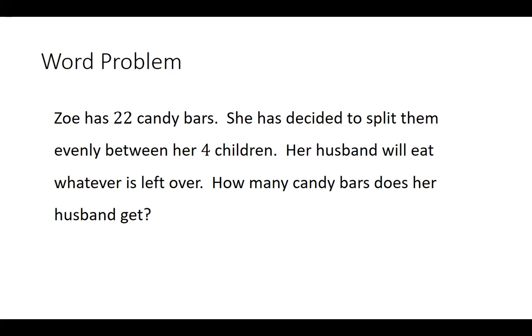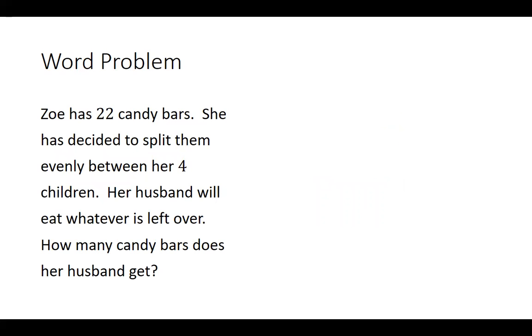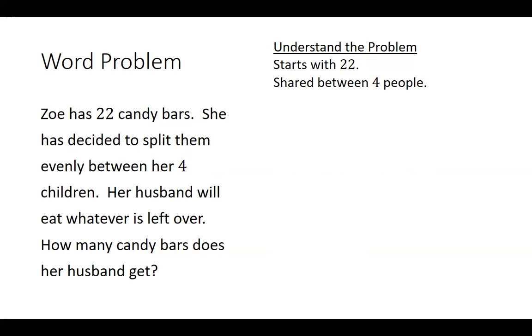Okay, so Zoe has 22 candy bars. She has decided to split them evenly between her 4 children. Her husband will eat whatever is left over. How many candy bars does her husband get? So shrink that down so we can work on it. First thing, understand the problem. Zoe has 22 candy bars, so she starts with 22 candy bars. She has decided to split them evenly between her 4 children. So they're shared between 4 people.